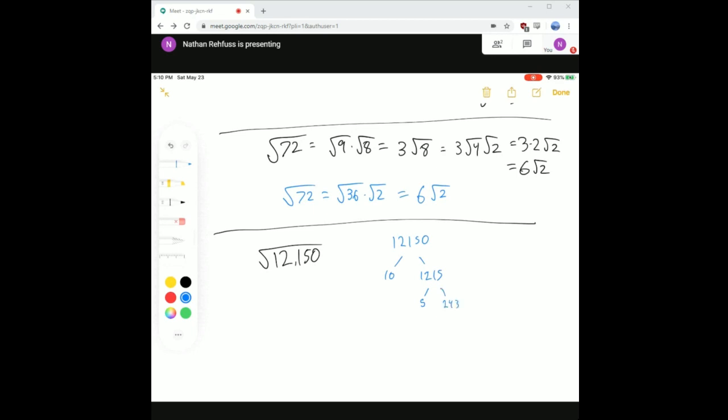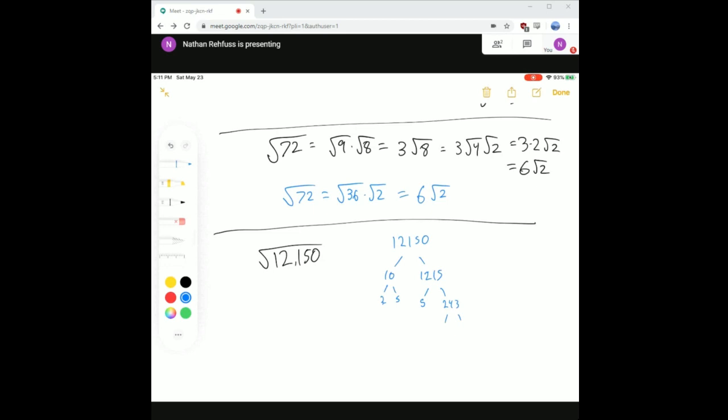I also know that 10 is 2 times 5. So I'm going to keep breaking down each branch of this tree further. 243, here's a fun trick. 2 plus 4 plus 3 is 9, right? The digits of the number add up to 9, and that means the number has to be divisible by 3. Anytime the sum of the digits is divisible by 3, the whole number is divisible by 3. So I know that a 3 comes out of this.